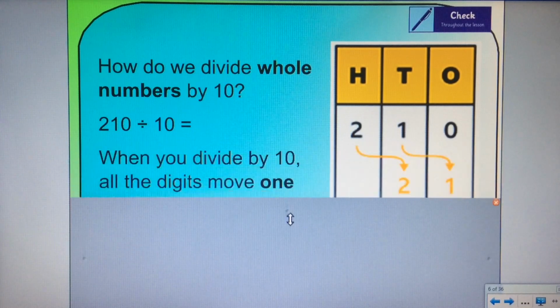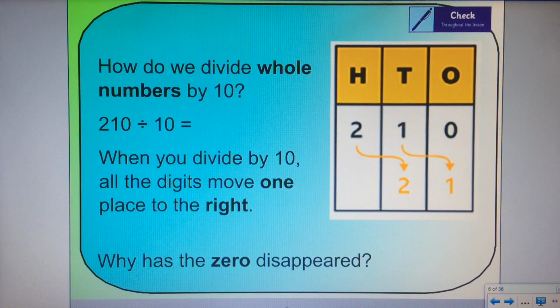Welcome back. So when you divide by 10, all the digits move one place to the right. Okay, so our answer would be 21. Since the digits have moved to the right, the 0 also moves place value. It does not just disappear. The 0 also moves to the right into the tenths column after the decimal point. So you could write the answer 21.0, but since there's nothing to show after the decimal point, we just don't write it. So we would normally give our answer as 21.